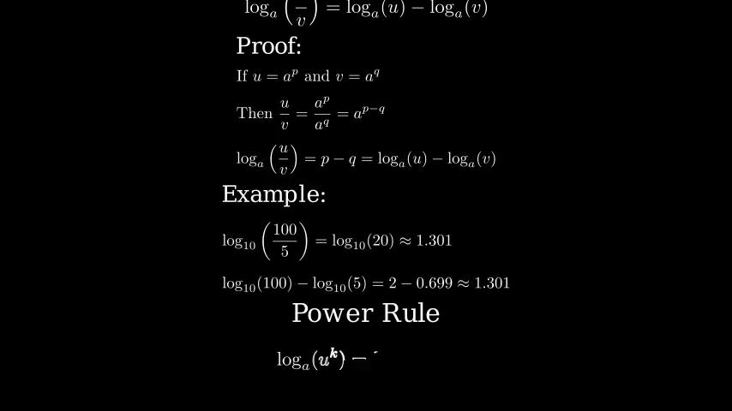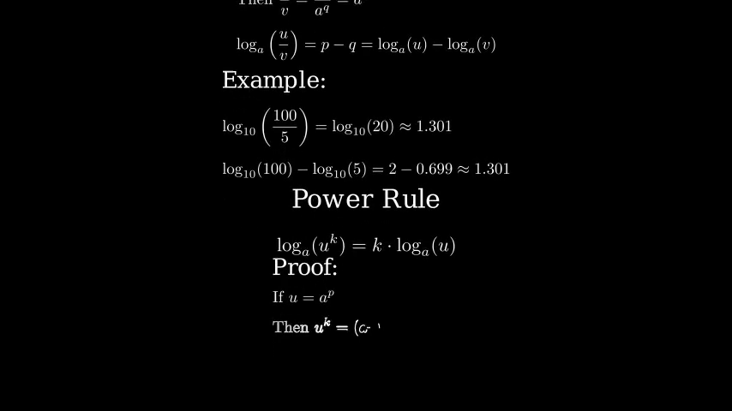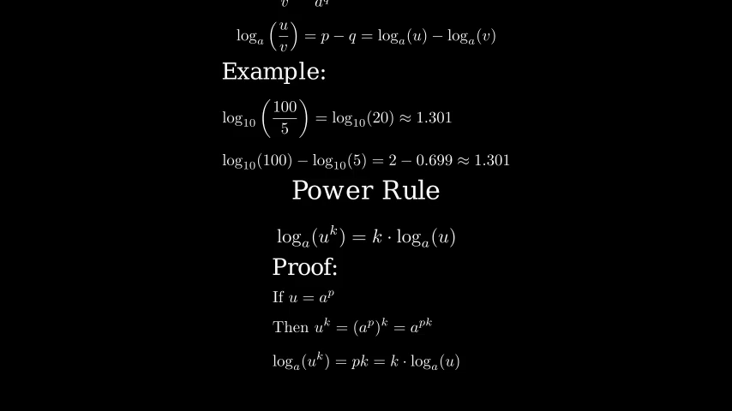The logarithm of a number raised to a power equals the power times the logarithm of the number. In mathematical notation, log base a of u raised to the power of k equals k times log base a of u. To prove this, if u equals a raised to p, then u raised to k equals a raised to p times k. Taking the logarithm of both sides, we get log base a of u raised to k equals p times k, which is k times log base a of u.